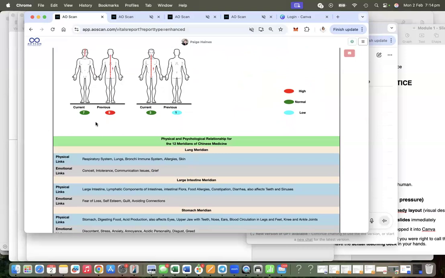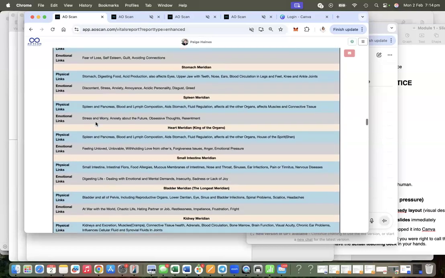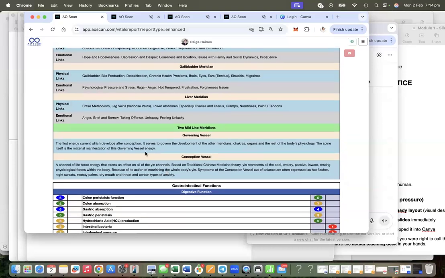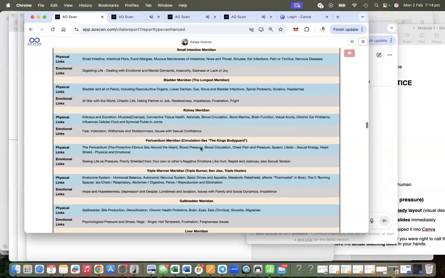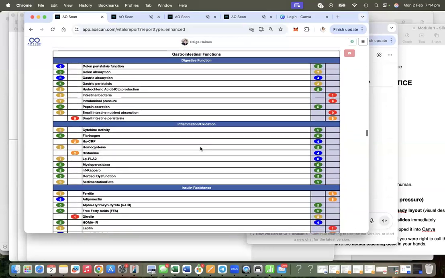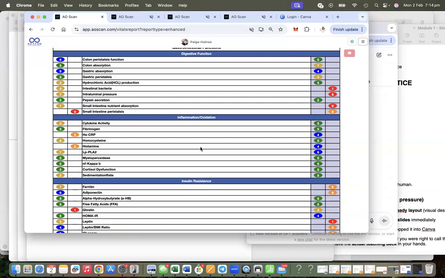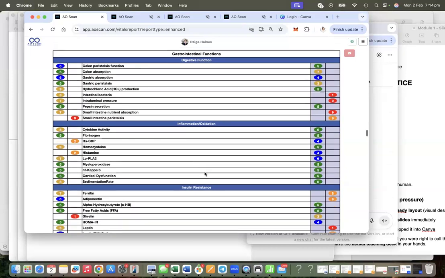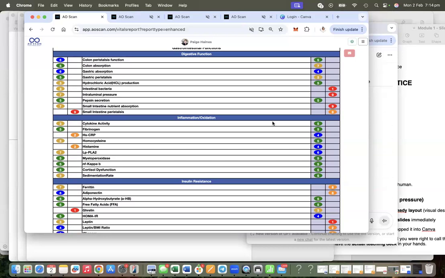The governing vessel runs down the spine. My spine's been really great for quite a while now, but it's just playing up this week. So that's really interesting. Material manifestation. Okay, so first energy current, which develops after conception, serves to govern the development of other meridians, chakras, organs, the rest of the body. So I think for me personally, it's that my back's out a little bit from that perspective. But it's also about feeling unsupported, so there's emotional stuff that goes with that as well. Now, gastrointestinal functions. If somebody has flagged that their digestion's not working well, or you've seen it in their inner voice, come into here, have a little look.